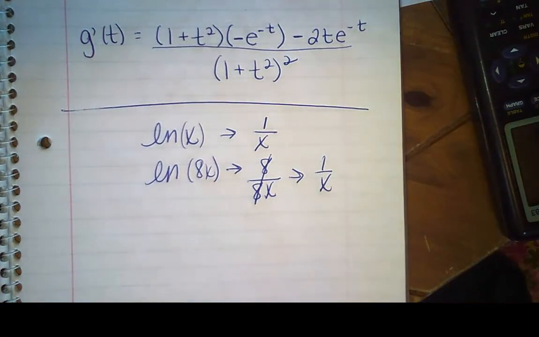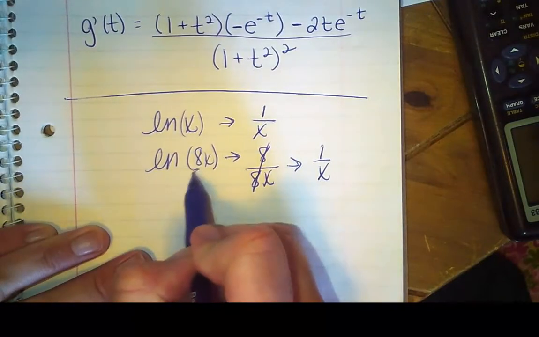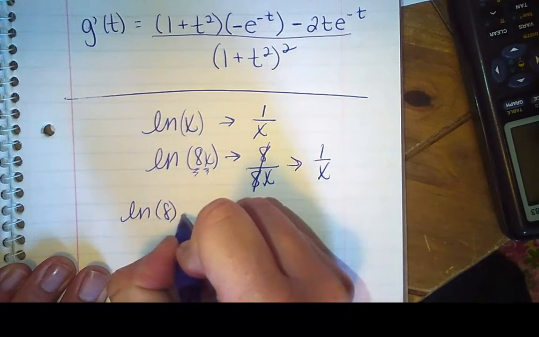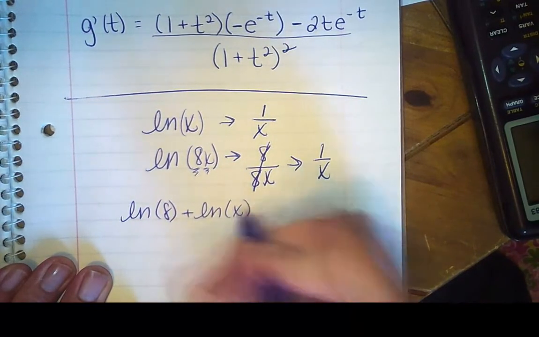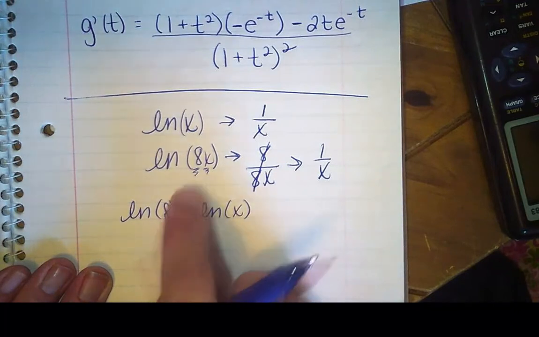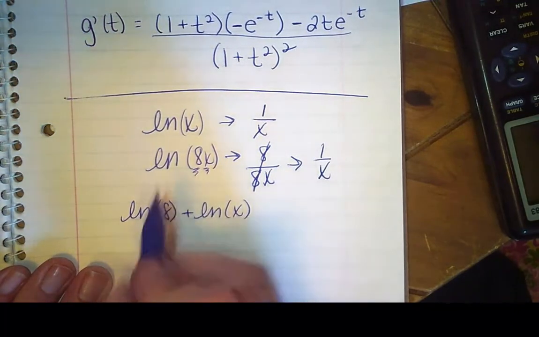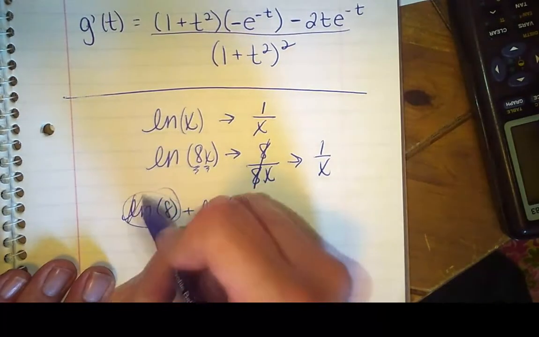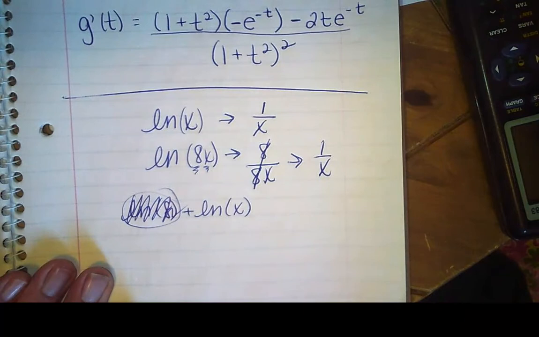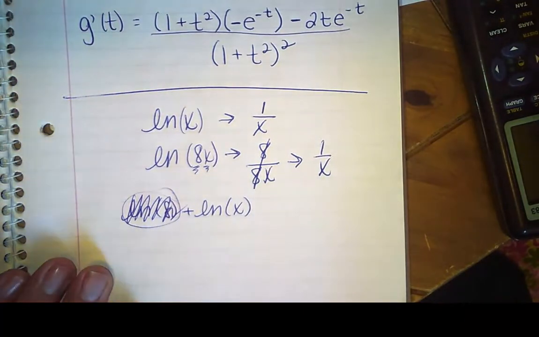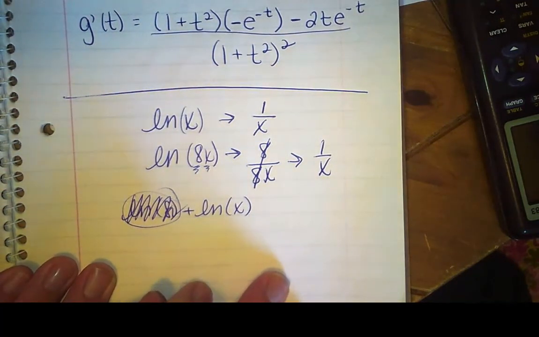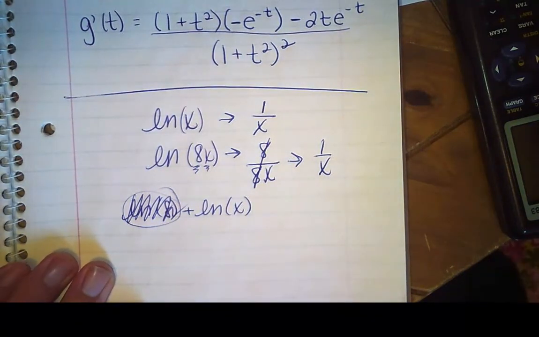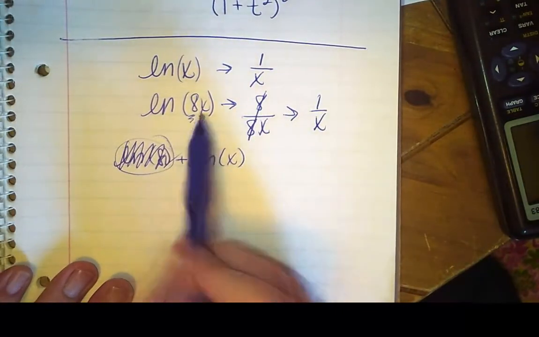So just to give you an example of log rules, if you've got multiplication on the inside, you can separate that out to 2 separate logarithms joined by addition on the outside. Multiplication on the inside, addition on the outside. The natural log of 8 is a number. And what's the derivative of any constant? It's 0. So again, sometimes it'll be easier to do log rules first and then differentiate. That was actually just a problem I made up, and it was the first problem.